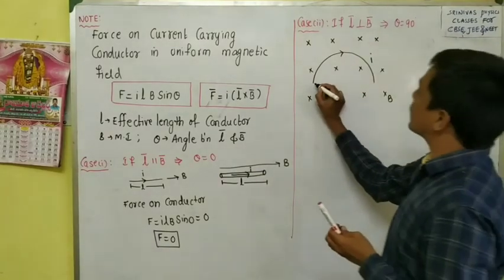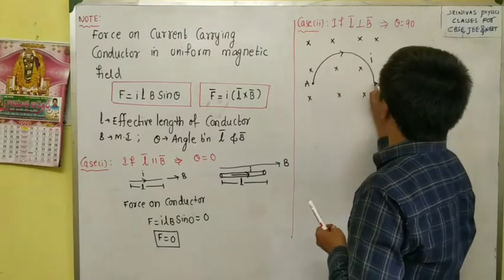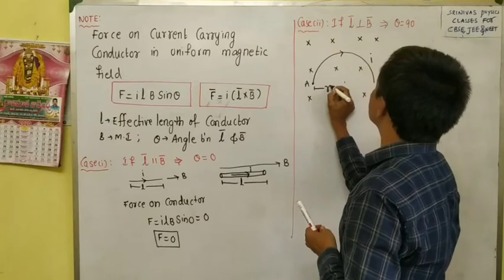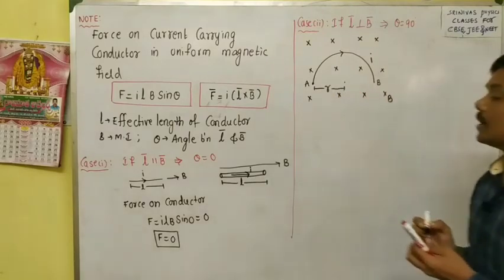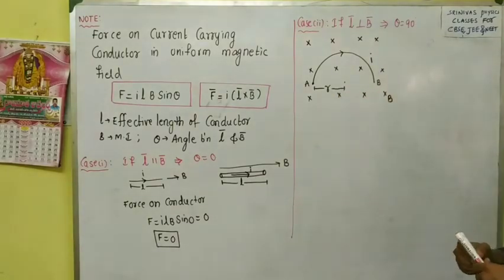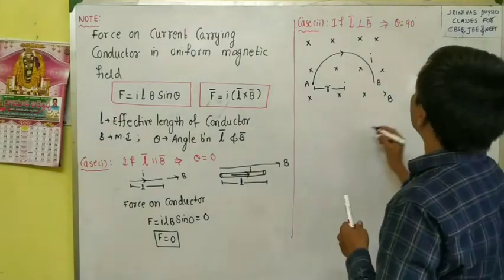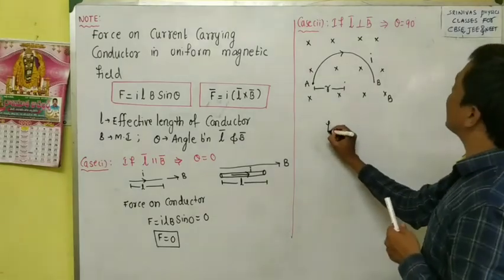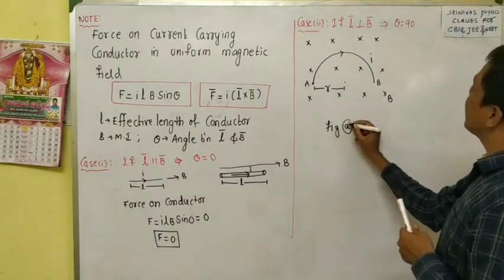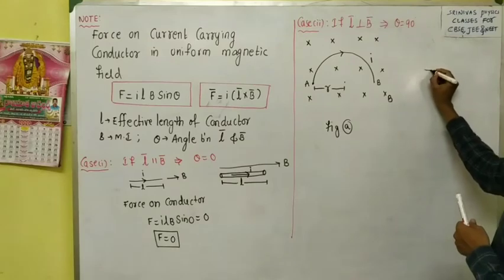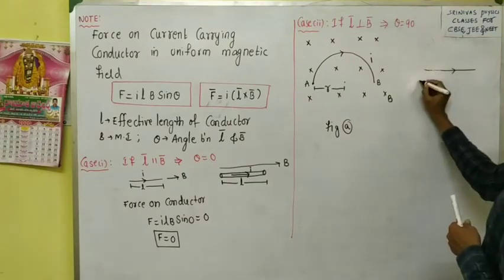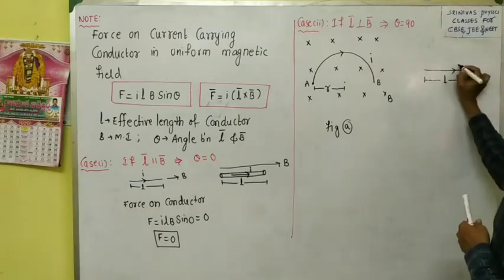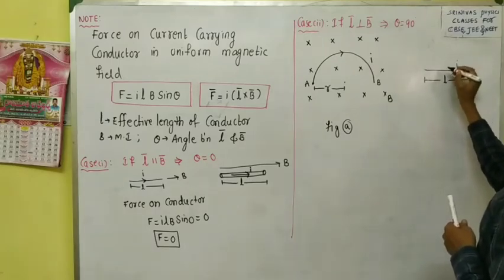What is the force on the conductor AB? This is the conductor AB, and let us consider this is the radius, which is small. Then what is the force on the conductor? And for example, one more figure I will take. This is figure A, and one more figure I will give. This is a straight conductor, its length is L, and it carries current I, and it is placed in a magnetic field.